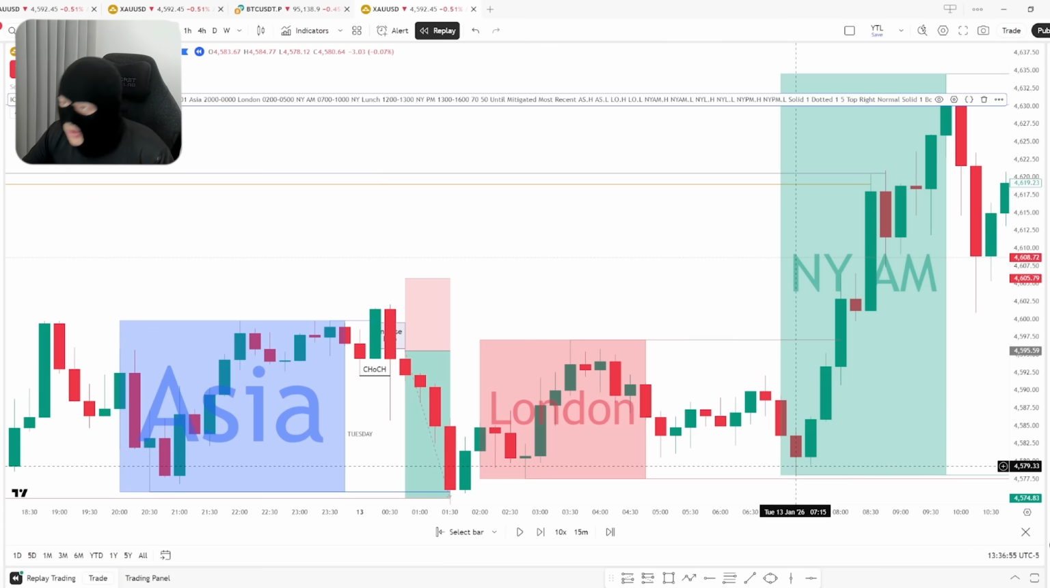By the time the New York session opens, we already have the context for the day. We know the directional bias. We know the exact key levels. Now all that is left to do is wait for price to come back to us.